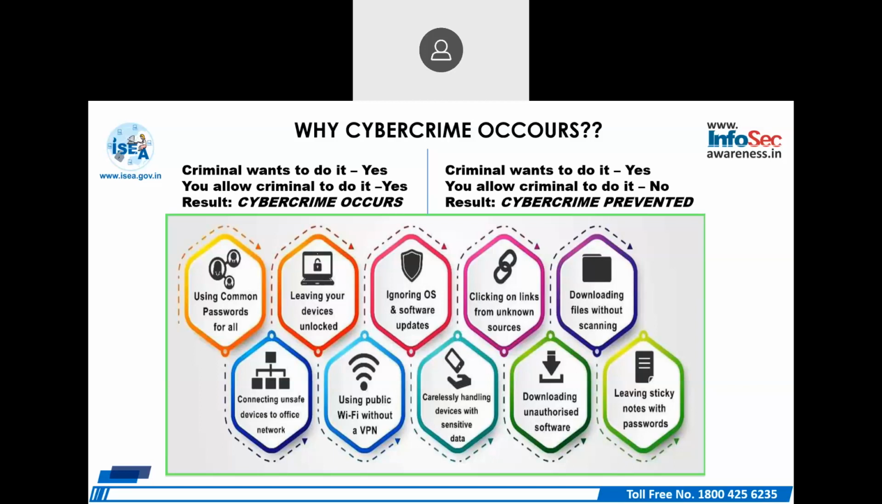Then downloading files without scanning. Most people download a file sometimes just for checking it out or seeing it. Whenever you're downloading a file, I'll always advise you should use some kind of web advisor or some kind of web firewall.